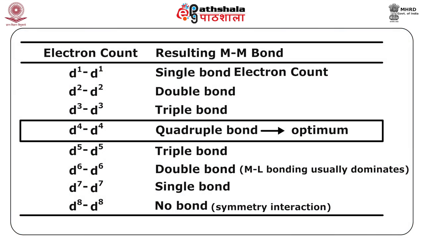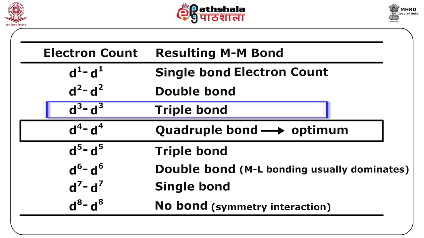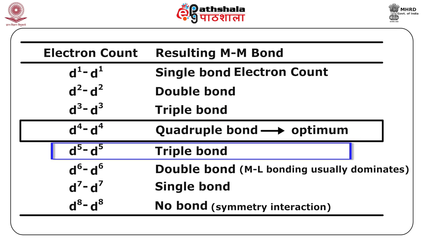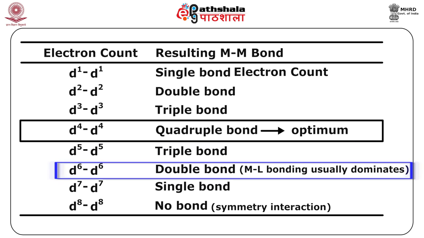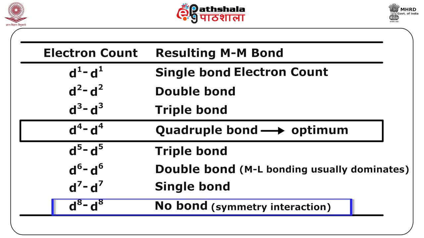We can study from this table that for d1, d1 electron count, the resulting metal-metal bond is a single bond. For d2, d2, the resulting metal-metal bond is a double bond. For d3, d3, it is a triple bond. D4, D4 is a quadruple bond, which is the optimum situation. D5, D5 electron count will involve a triple bond. D6, D6 will involve a double bond. D7, D7 will involve a single bond. And there is no bond formation for D8, D8.